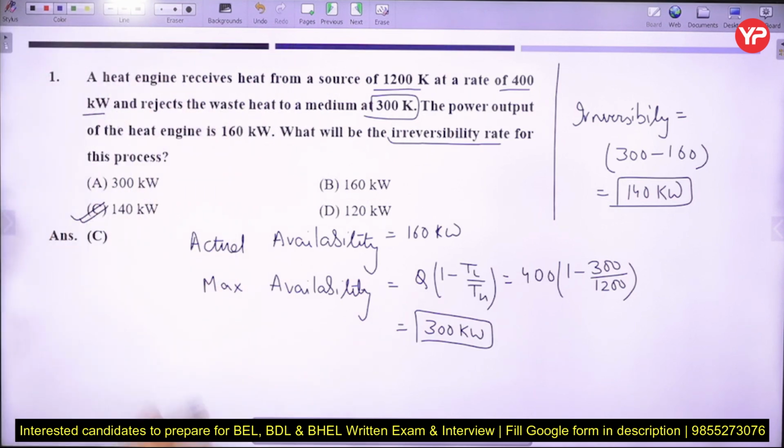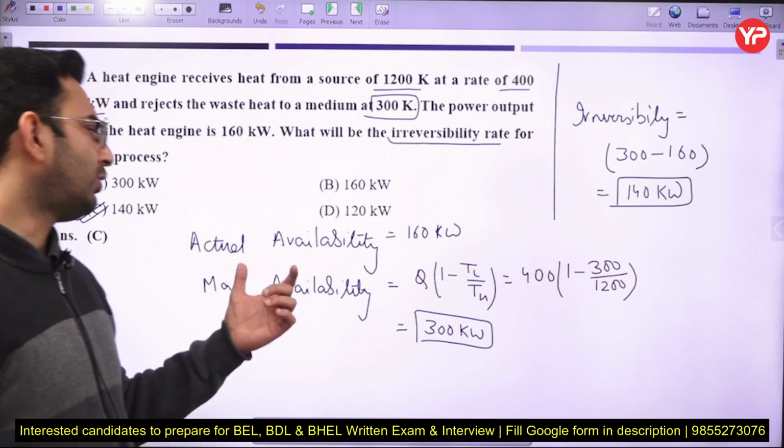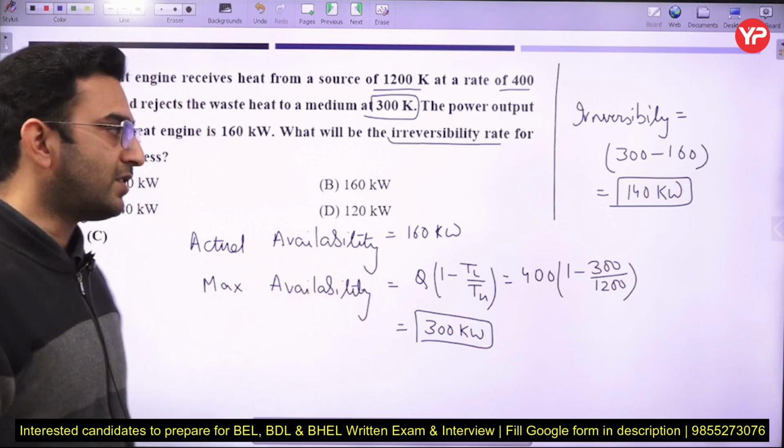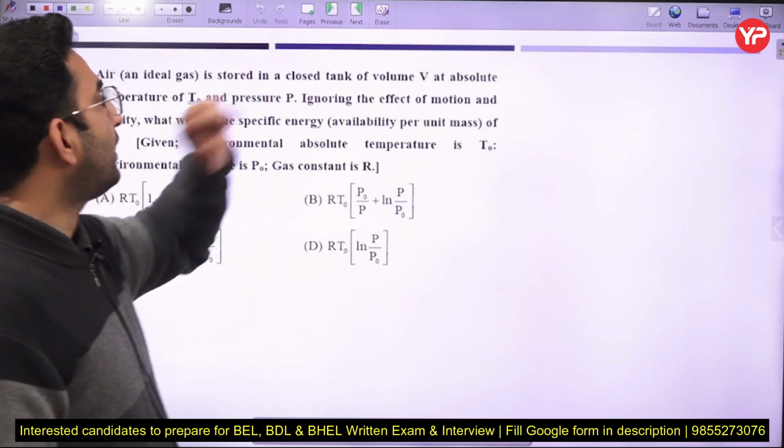That is a very simple part, but you should have a basic understanding of how we calculate availability for different cases. See the next question here.